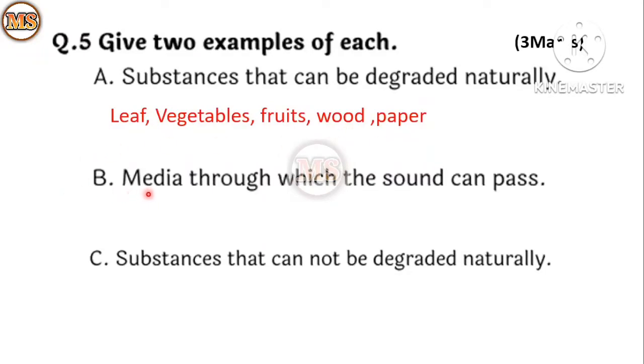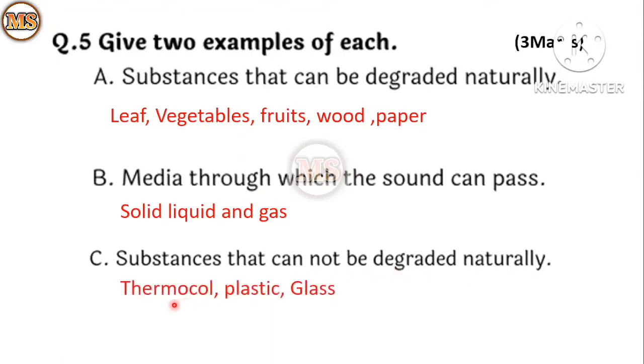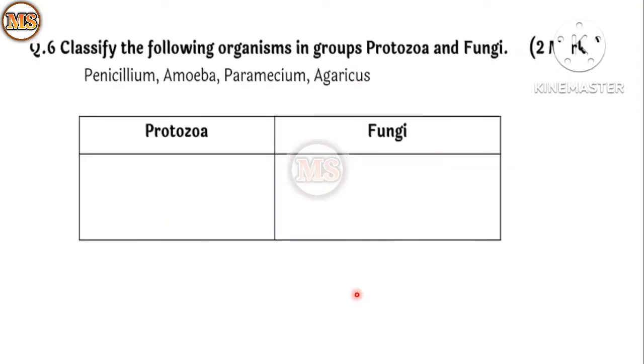The second one: media through which sound can pass. That is solid, liquid and gas. So sound can pass through each and every medium, that is, solid, liquid and gas. Third one, or C: substances that cannot be degraded naturally. We have to list here the substances which cannot be degraded naturally, and the examples are thermocol, plastic, glass, etc.